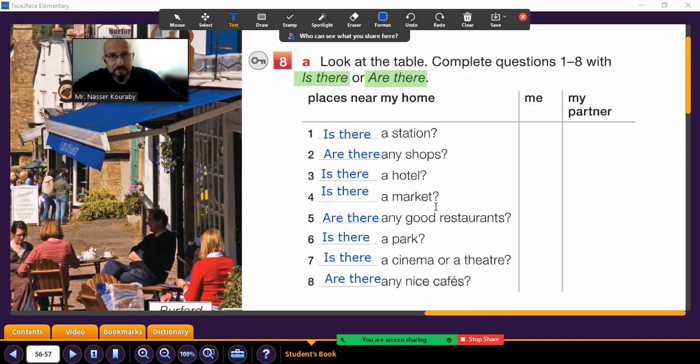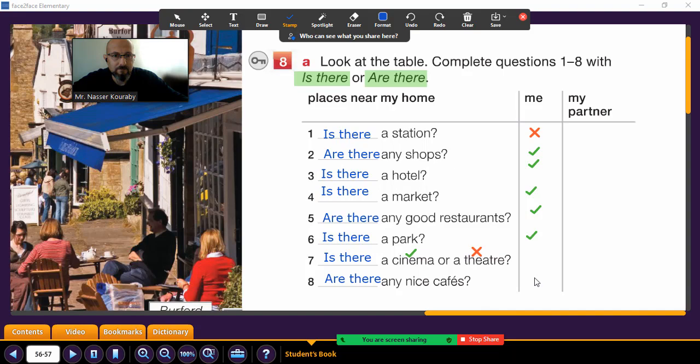Okay, and answer. For example, I ask myself, is there a station? What's a station? It's a train station. Okay, so for me, no. Are there any good shops? Yes. Is there a hotel? Yes. A market? Yes. Are there any good restaurants? Yes. Park? Yes. Cinema? I have cinema, yes, but theater, I will write no. Here, any nice cafe? Yes.